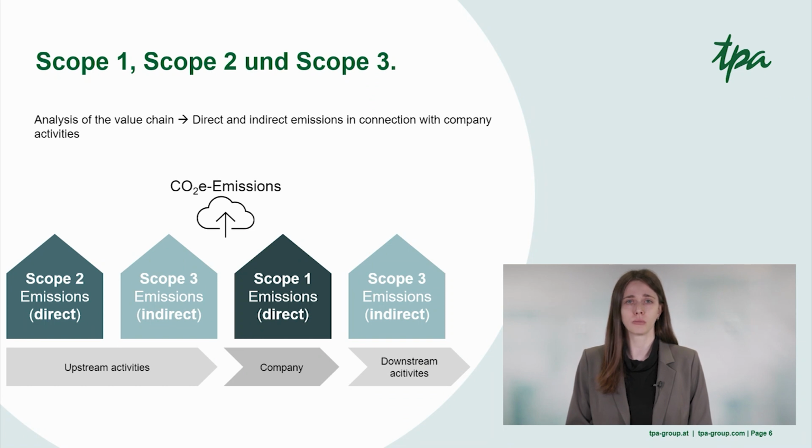Scope 1, 2, and 3 emissions are an important concept in the context of the CO2 footprint. This involves looking at the company's value chain and identifying direct and indirect emissions in connection with the company's activities. Scope 1 emissions are greenhouse gas emissions from sources owned or controlled by the company. Scope 2 emissions are greenhouse gas emissions from the generation of purchased electricity. Scope 3 emissions are other indirect greenhouse gas emissions that occur along upstream or downstream activities.